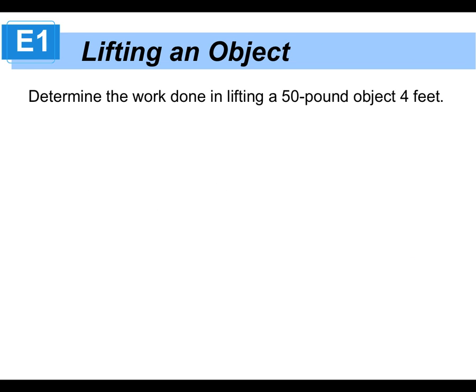So we'll start with a simple problem. We want to lift a 50-pound weight 4 feet. What's the work? Which is? 200. How much? 200, right? 5 times 4, then add a 0 on that.